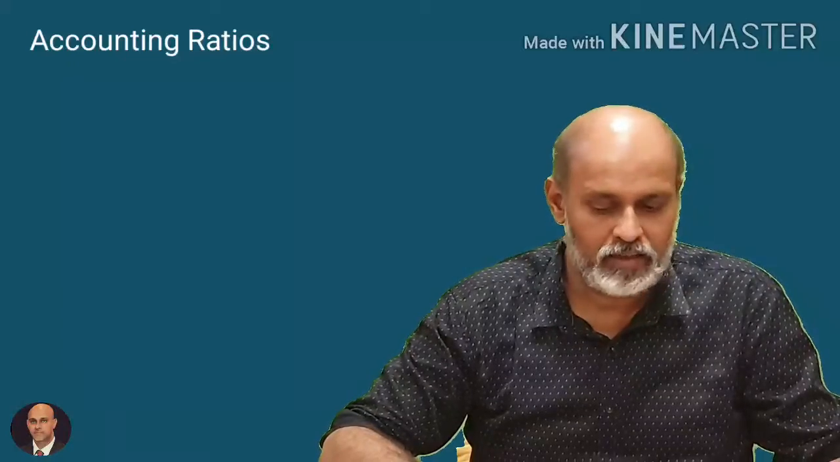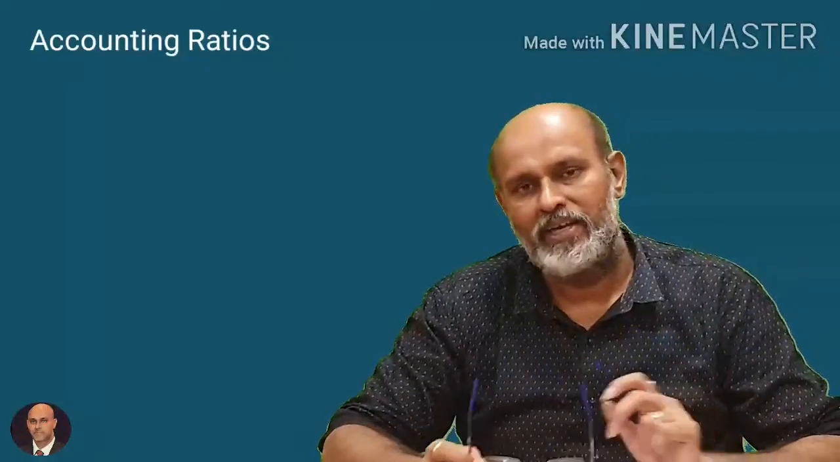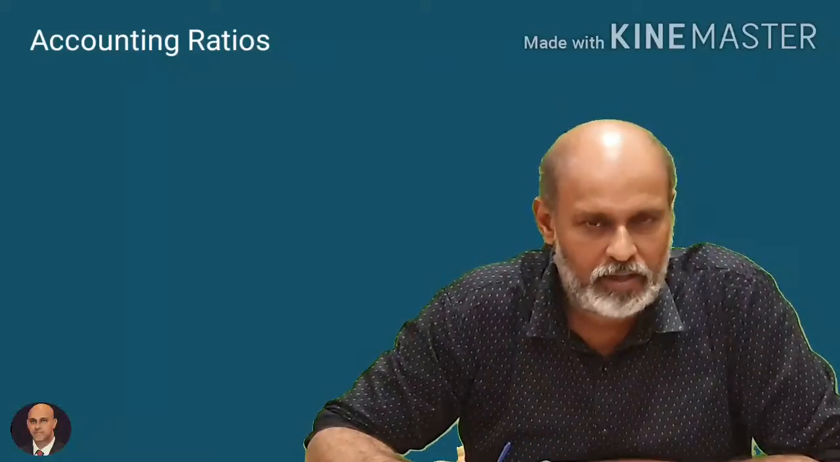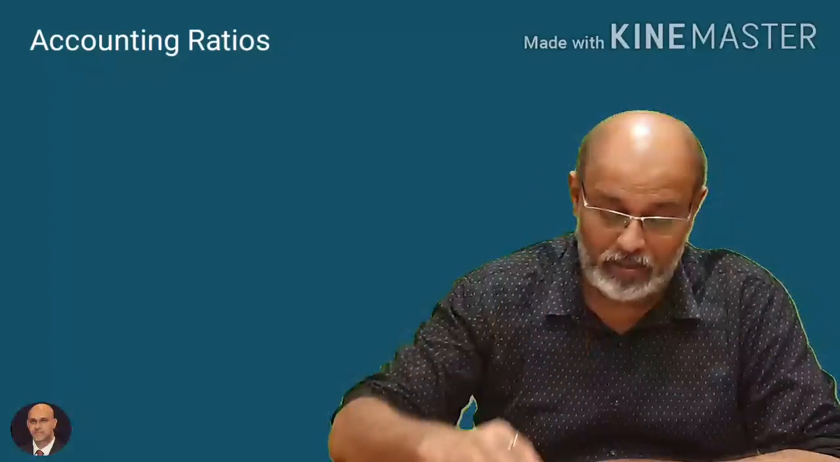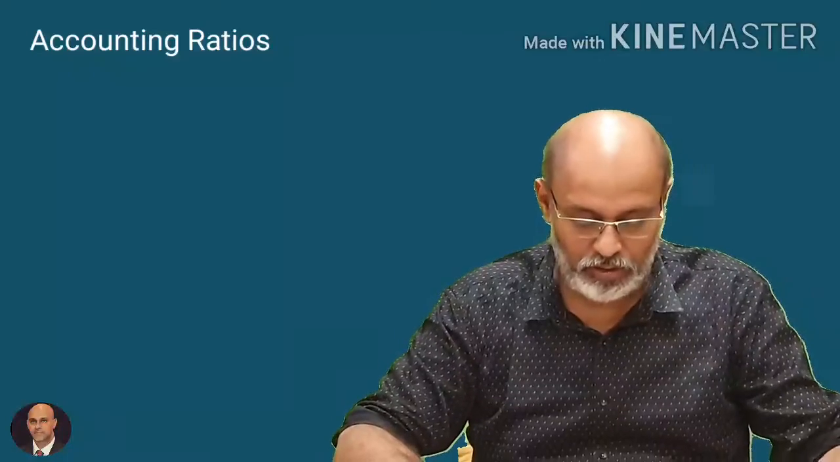For the 12th standard, we are doing accounting ratios and we shall continue with it. Last time, when we finished off, we discussed what is liquid ratio and we also did a sum in regard to the liquid ratio. Now let us go a little bit ahead with the liquid ratio and then go to the next ratio, which will be your long-term solvency ratios.